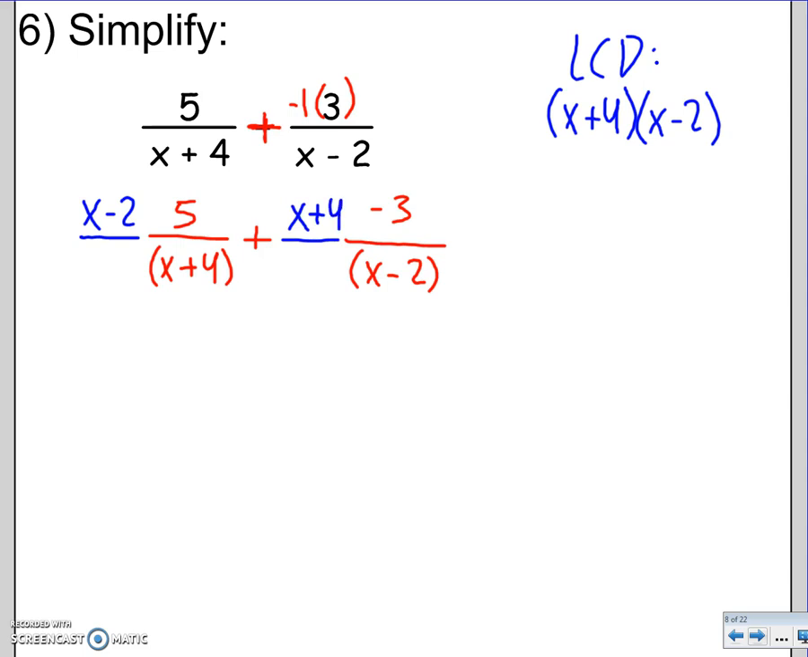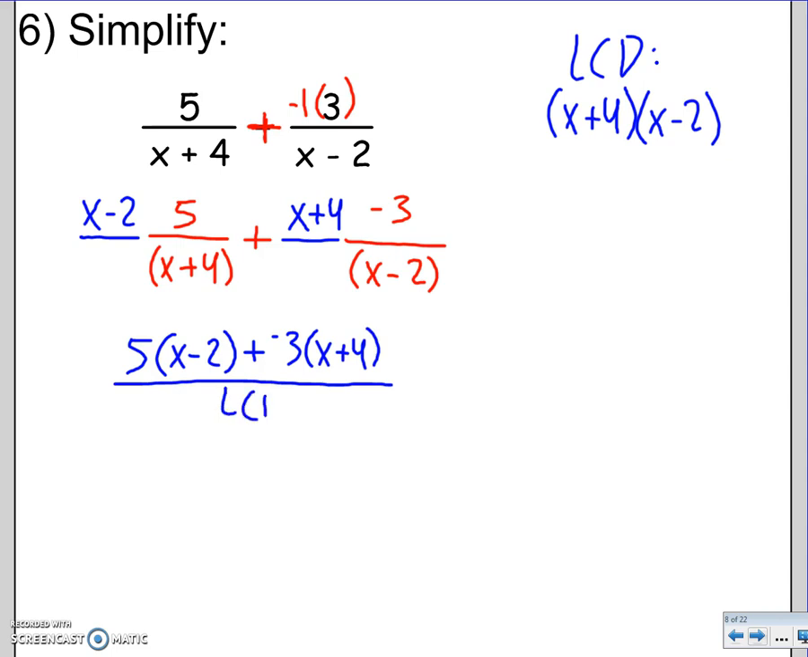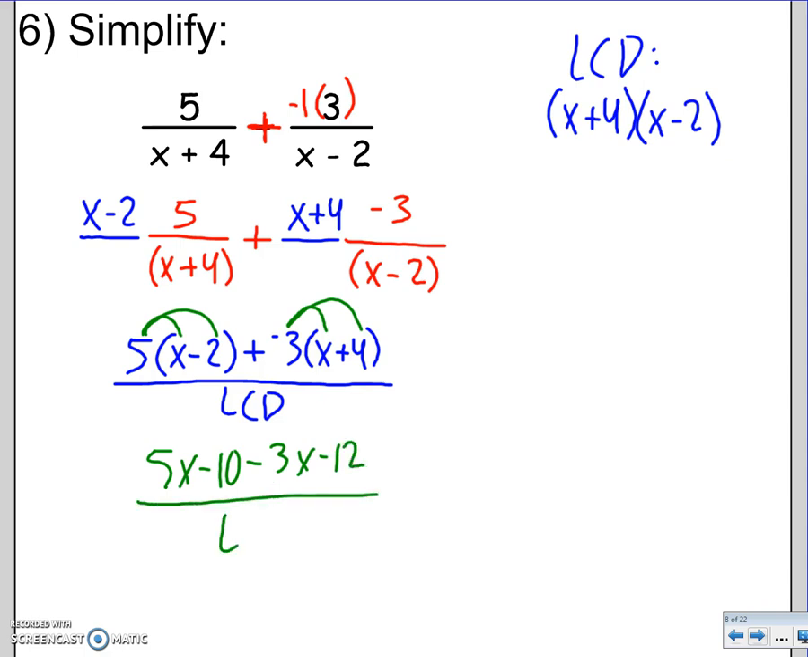Now they have the same denominator, so I can make one big fraction. That 5 and x minus 2 are multiplying each other, so it's 5 times x minus 2. Plus separates it, that -3 is going to multiply the x plus 4, all over the LCD. I have to distribute and combine terms. So this 5 has to distribute to this, and this -3, make sure you know it's negative, distributes to this. 5x minus 10, -3x minus 12 over the LCD.